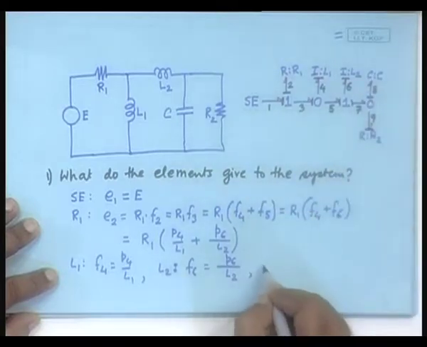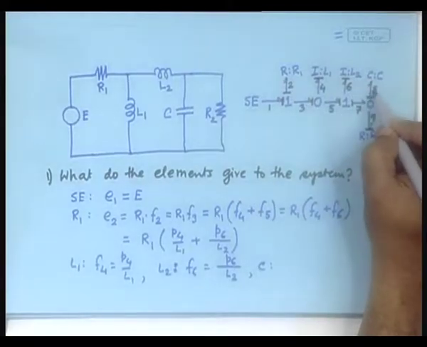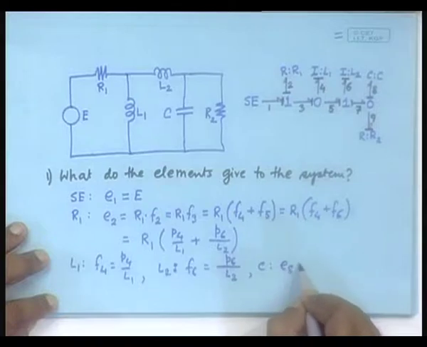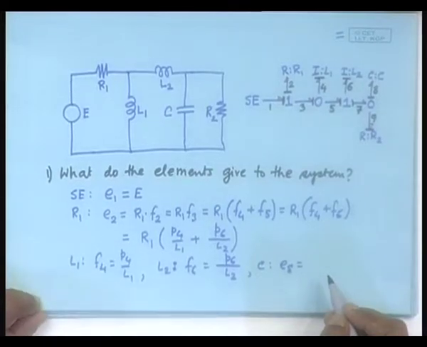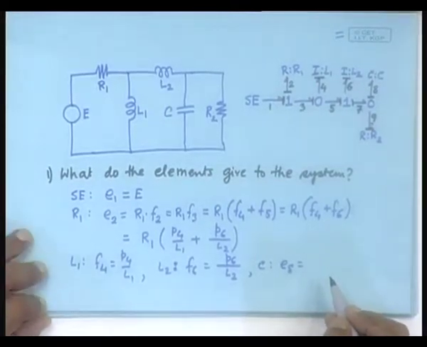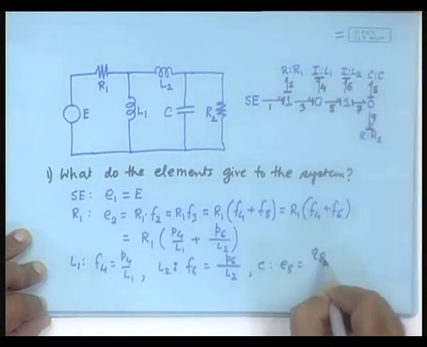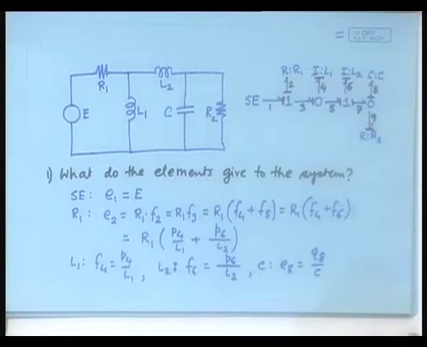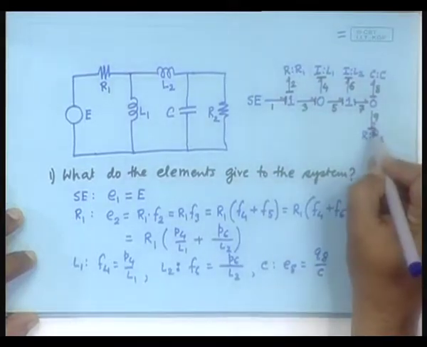C, what does it give to the system? E8. Can you see that? It gives to the system E8, which is, yes, Q8 by C. Okay. So, this is done. Oh, one thing left here.